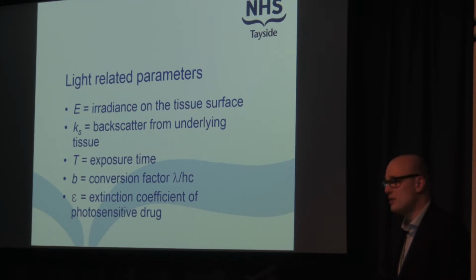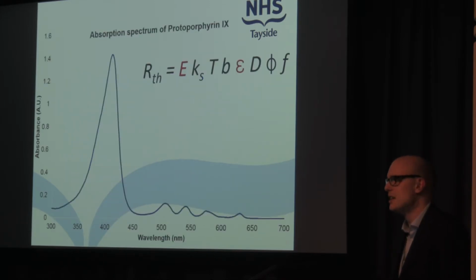And then if we look at the final variable there, the extinction coefficient, that's related to the wavelength absorption of the photosensitizer. Now in theory, if you choose a wavelength at which there is high absorption, then you can get away with a lower irradiance than if you take a wavelength which has a lower absorption. However, this of course doesn't take into account depth penetration issues.